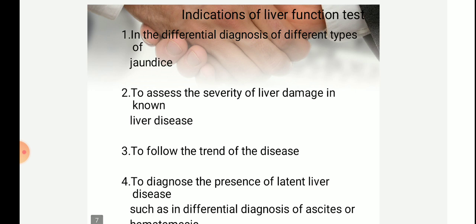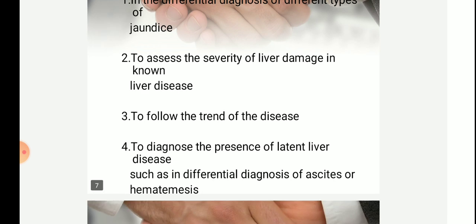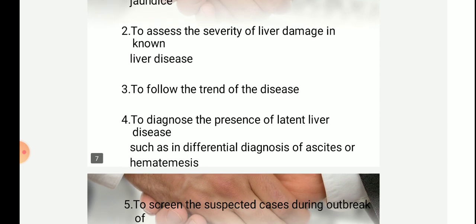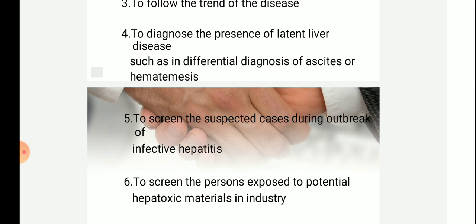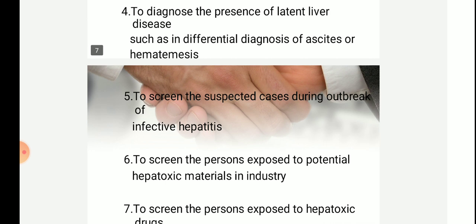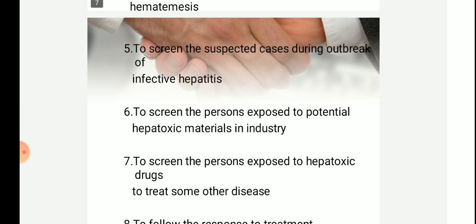Indications. This could even be a 3 marks question: indications of liver function tests. Differential diagnosis of different types of jaundice, to assess the severity of liver damage in known liver diseases, to follow the trend of the disease, to diagnose the presence of latent liver disease, such as in the differential diagnosis of ascites and hematemesis. Commonly, ascites and hematemesis are associated with a cirrhotic liver. So to diagnose or rule out such an ailment, you have to do these liver function tests.